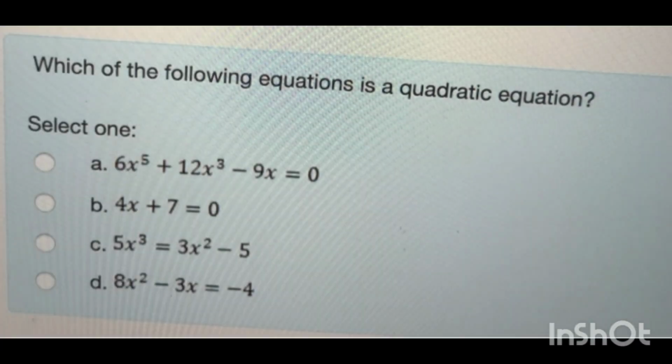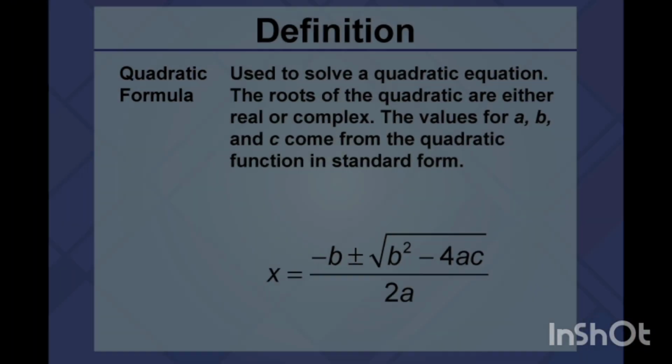Now we have to find in the options which is the quadratic equation here. So the first option, 6x to the power 5 plus 12x cube minus 9x equals to 0. Here the highest power of x is 5, so it is not a quadratic equation. In option B, the highest power of x is 1, so it is a linear equation. In option C, the highest power of x is 3, so it is not a quadratic equation. In option 4 or D, the highest power of x is 2, so it is a quadratic equation here, because we can write this as a standard form of quadratic equation.